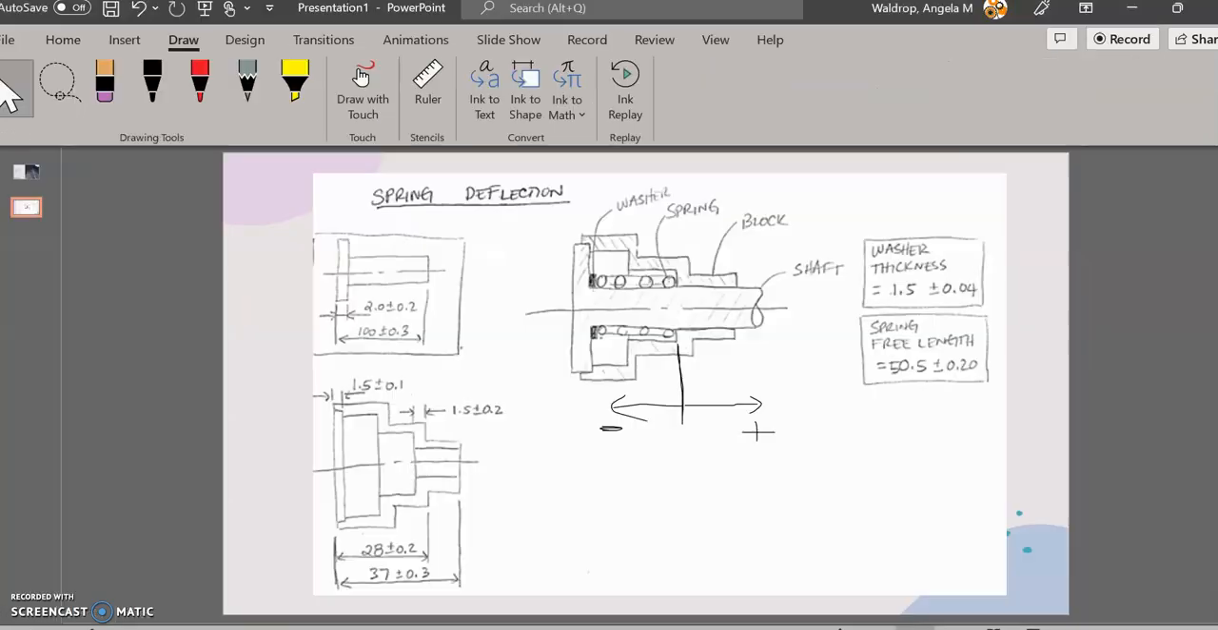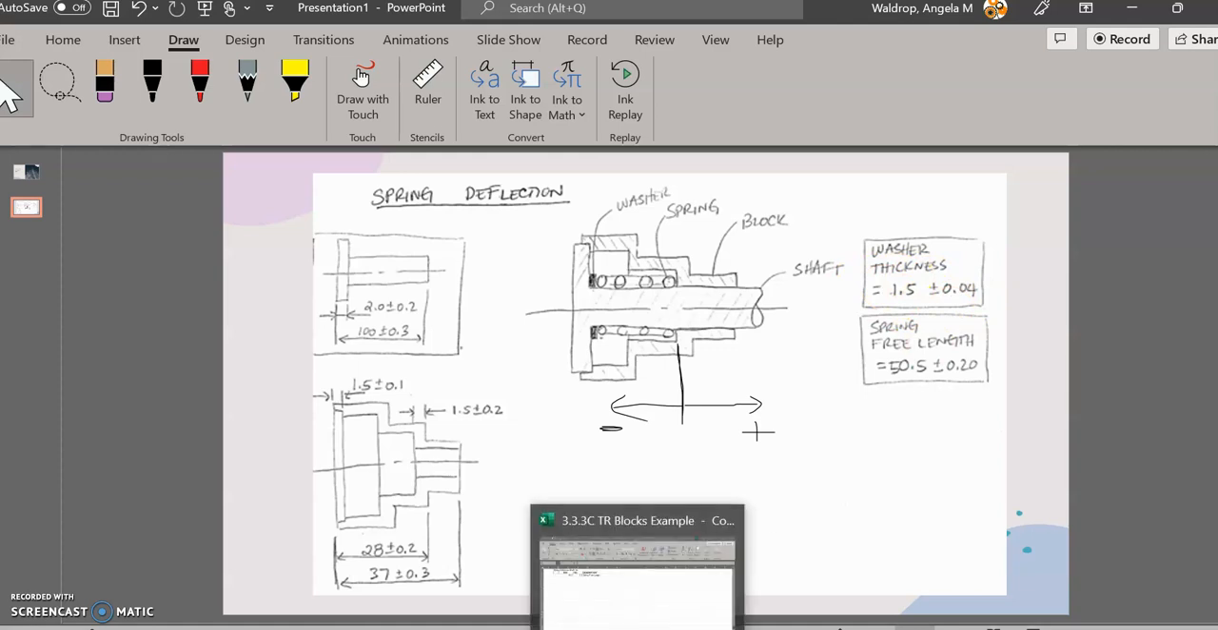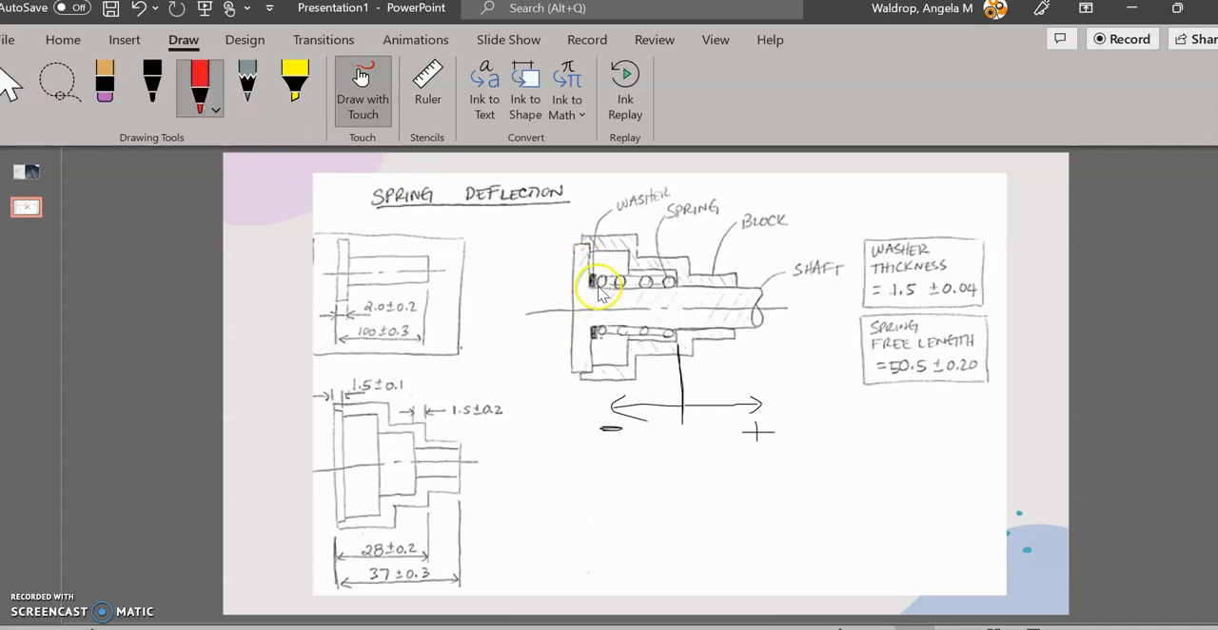I'll go back to my picture, and once I get to that, the back end of that spring is going to be engaged with the washer. So that washer is the next dimension that I need. I need the thickness of that washer. And right here, it's 1.5 millimeters plus or minus 0.04. So that will be my second dimension. And we're going in that same direction from here to there. So we are basically traveling in the negative direction still. So that dimension will also be negative.